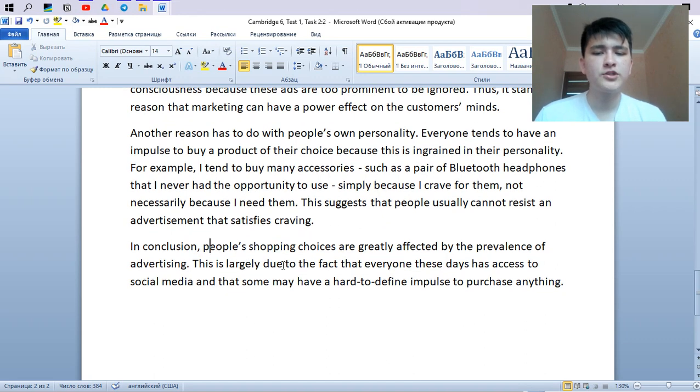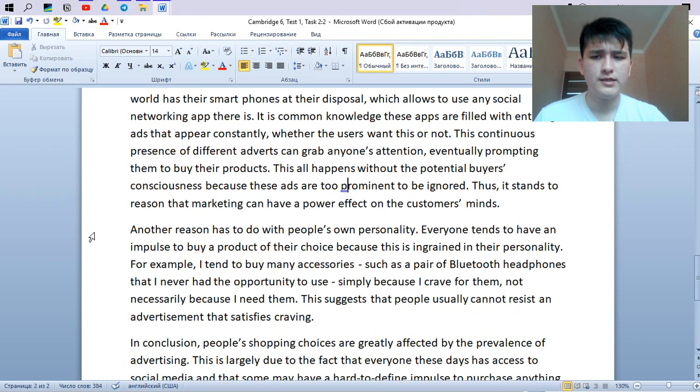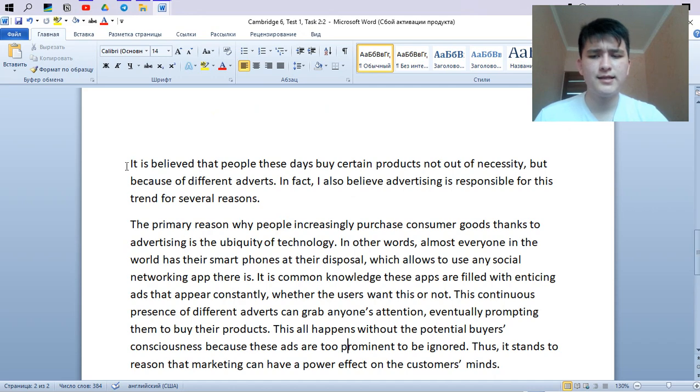In conclusion, people's shopping choices are greatly affected by the prevalence of advertising. This is largely due to the fact that everyone these days has access to social media, and that some may have a hard to define impulse to purchase anything. Okay, I guess that would do.